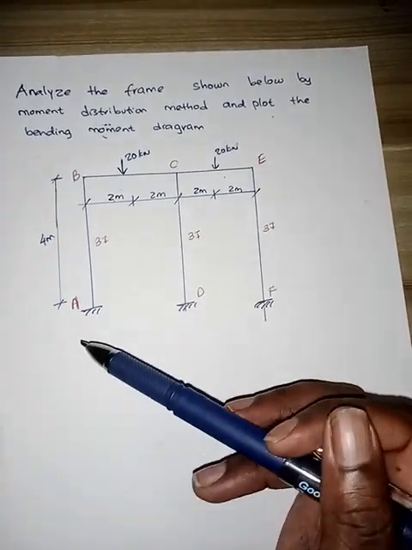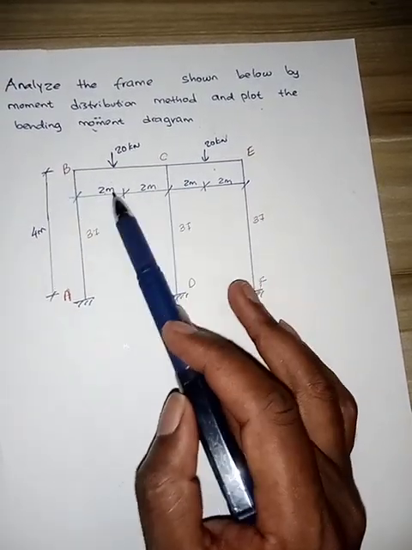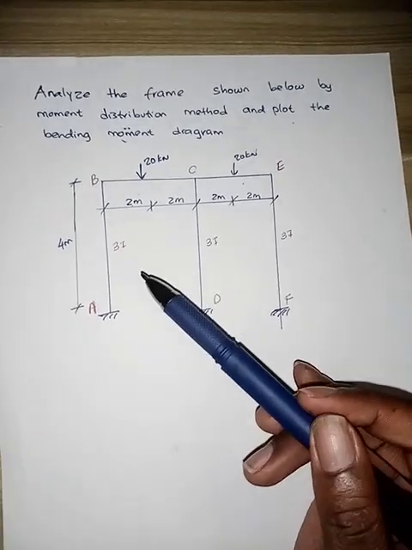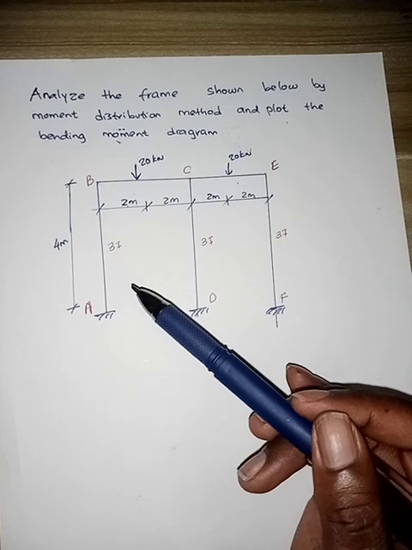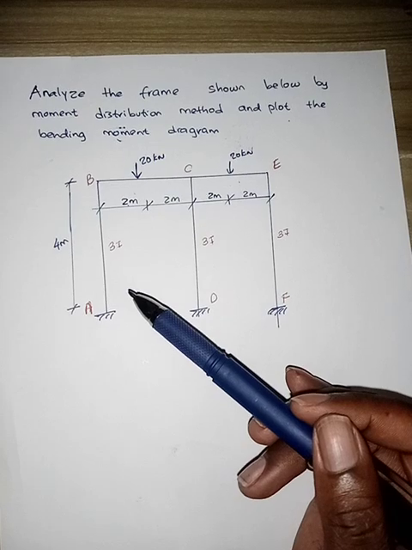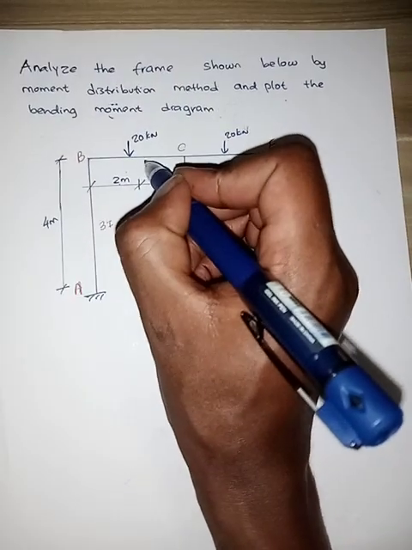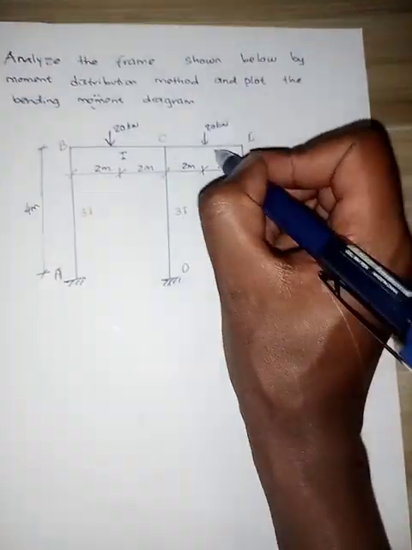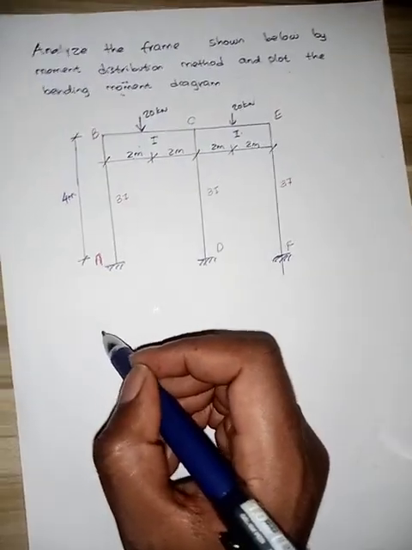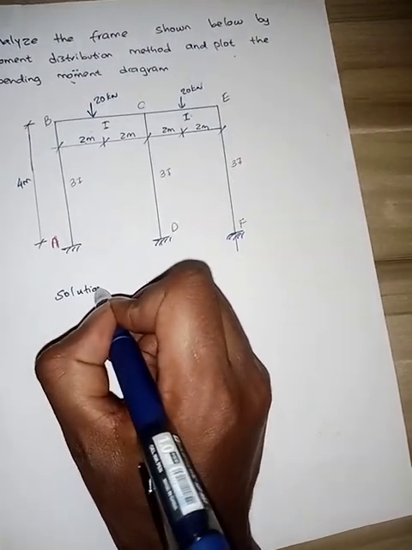The height of the vertical members is 4 meters. The span BC is 4 meters and CE is also 4 meters. The moment of inertia of B is 3I, CD is 3I, and EF is 3I. So I'm assuming this is I, this is also I. So let's calculate the solution.